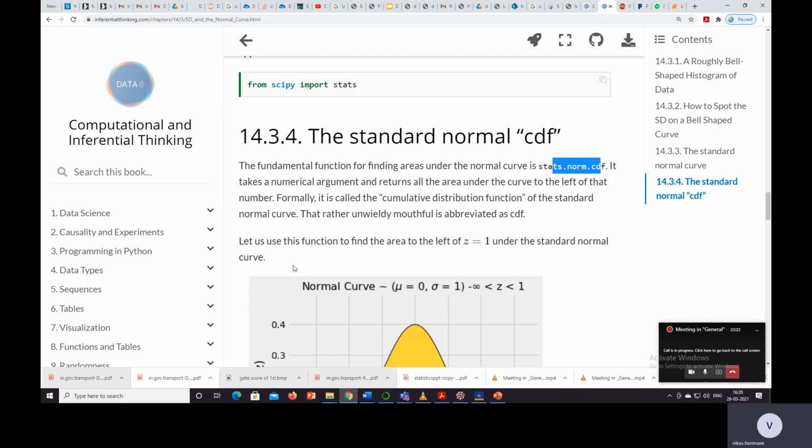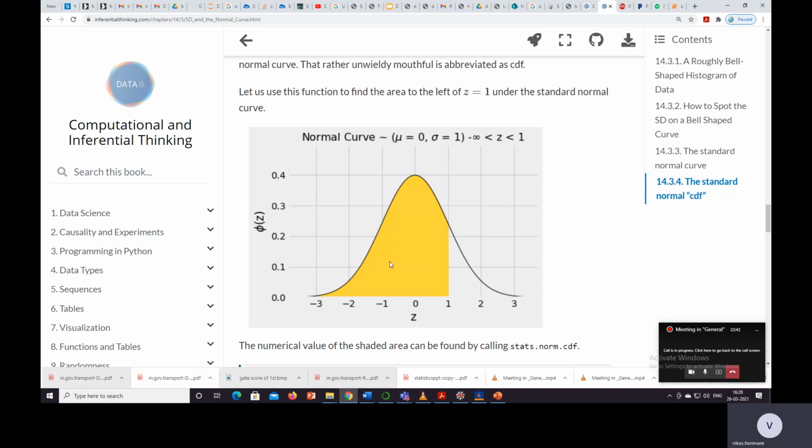In the exam you can expect this kind of question, like find the area to the left of z equal to 1. Z is the standard unit value, meaning it is in standard units under the standard normal curve. So we want to find the area to the left of z equal to 1. That means this yellow marked area.